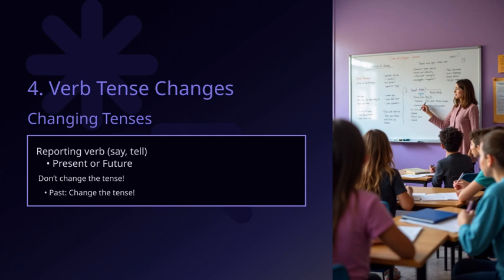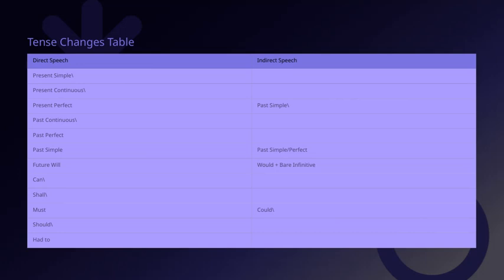So the key takeaway here is, always be mindful of the tense when reporting, especially from past statements. Keep it in the same tense to avoid confusion and maintain clarity in your communication. Let's take a closer look at the tense changes table. This table is really helpful in understanding how we shift tenses when changing from direct to indirect speech.